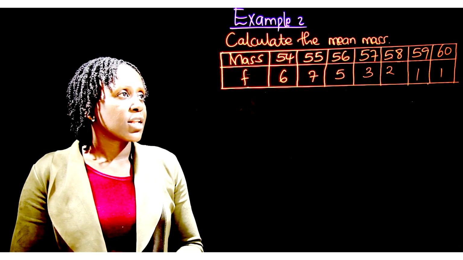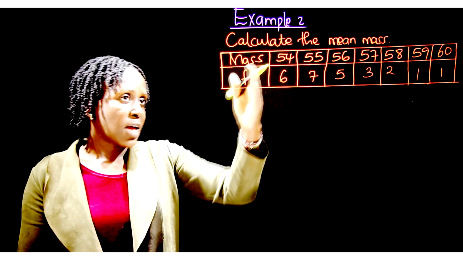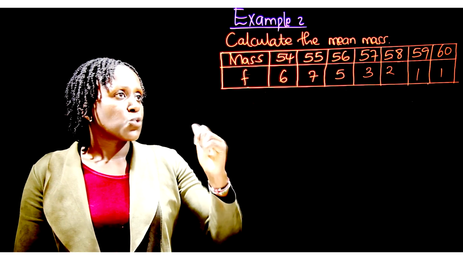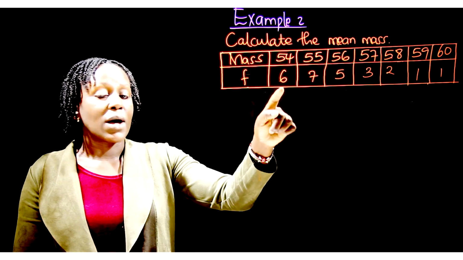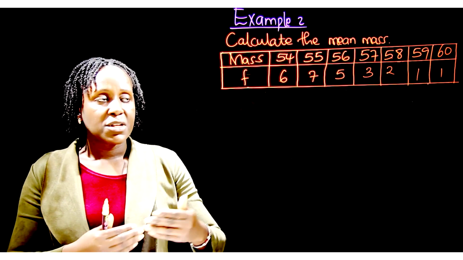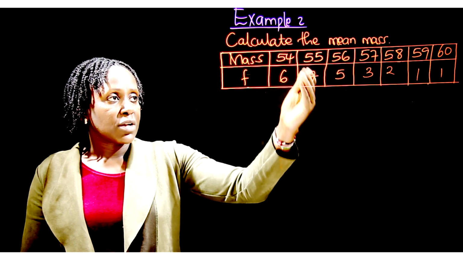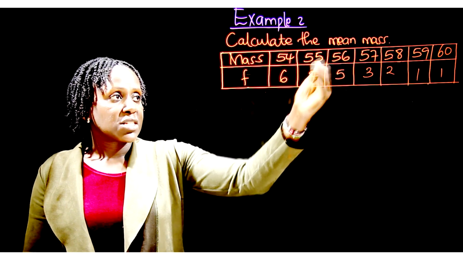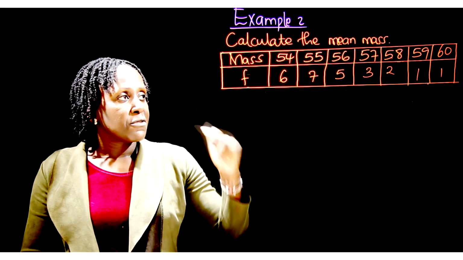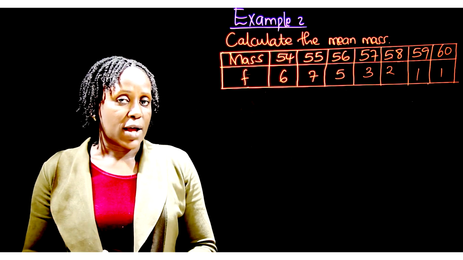We are required to calculate the mean mass, and we are provided with the mass and the frequency for every mass. So the people that weighed 54 kilograms were 6. So that is what frequency means. It represents the number of times 54 occurred. The number of people that weighed 55 kilograms were 7, 56 kilograms were 5, 57 kilograms were 3, 58 kilograms 2, 59 1, and 60 1.